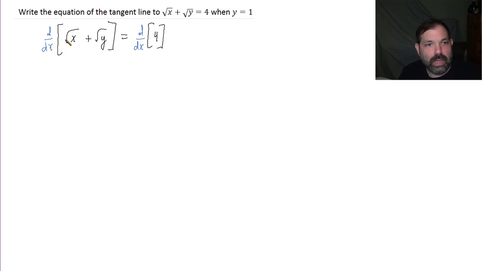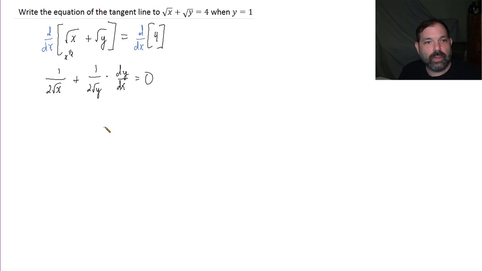Alright, so d by dx of the square root of x, we've seen this a few times before. Thinking of that as x to the 1/2 power, the derivative would be 1/2 x to the negative 1/2. So I'll write that as 1 over 2 root x. Now, the derivative of square root of y with respect to x would be 1 over 2 square root y times dy dx. And that would equal 0.